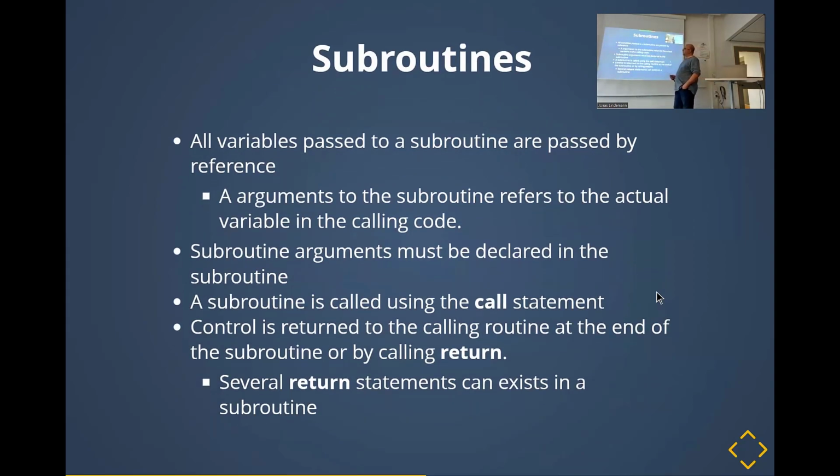Variables passed to a subroutine are always passed by reference. That means that the variable inside the subroutine is a reference to the actual variable outside the subroutine. So if you modify a variable inside a subroutine, it also modifies the value of the variable in the main routine, for example. You need to declare the arguments inside a subroutine. If you want to execute or call a subroutine, you use the call statement, and then you return with the return statement. You can have several return statements in a subroutine, so you can return from multiple places.